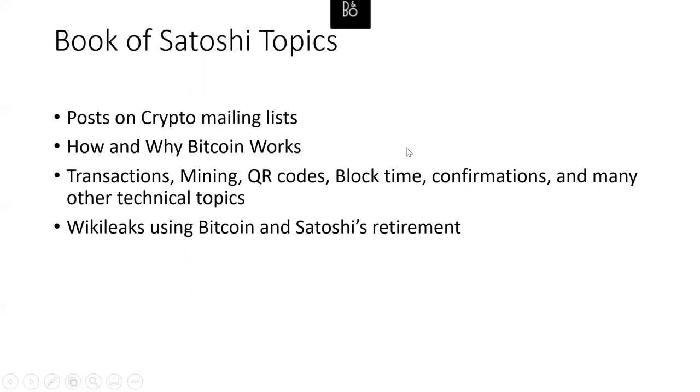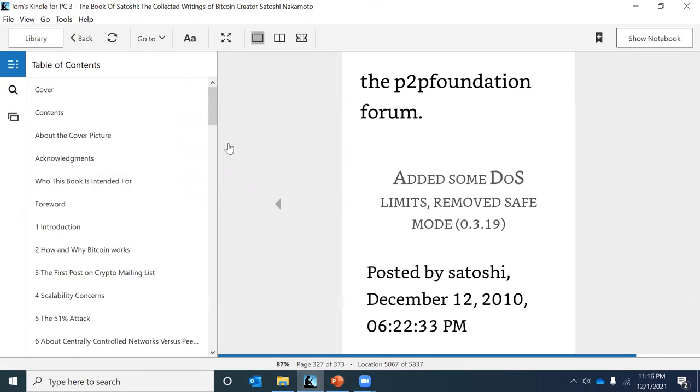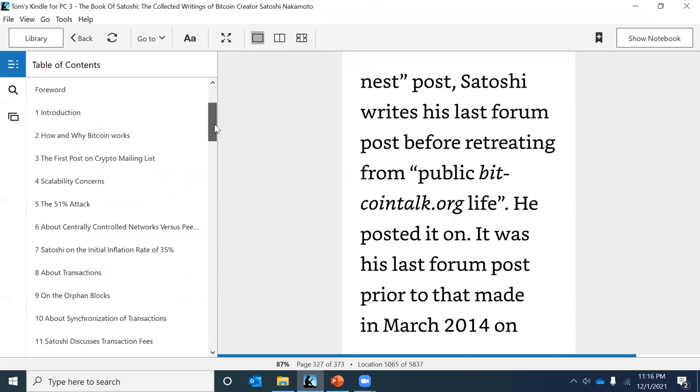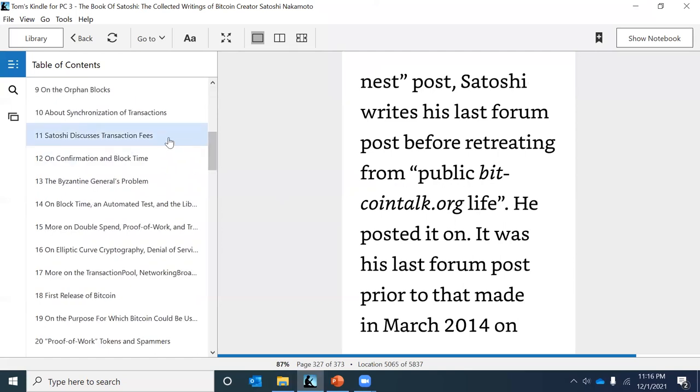I'll take a quick look at the table of contents. So let's go over to the table of contents, and I've got the book on Kindle here. The table of contents goes through the introduction, how and why Bitcoin works, posts on crypto mailing lists, scalability, 51% attacks, decentralization versus centralized control, inflation, transactions, orphan blocks, synchronization, transaction fees. All this stuff is being discussed at a time when many of these things have yet to exist. Obviously it was several years before they actually started using transaction fees, but they had their early discussions back when Satoshi was very active on it.